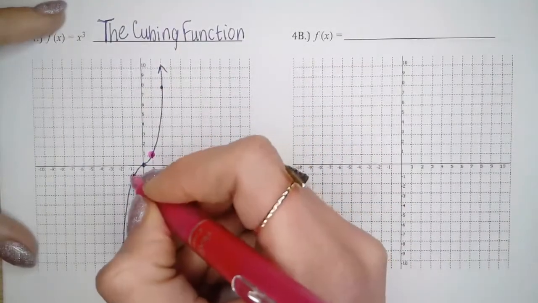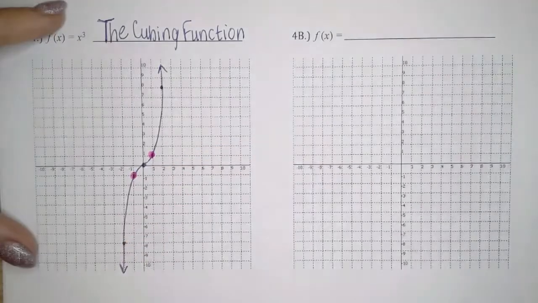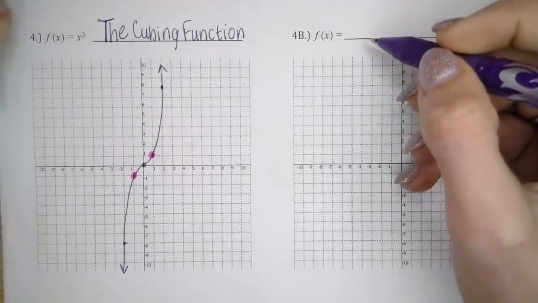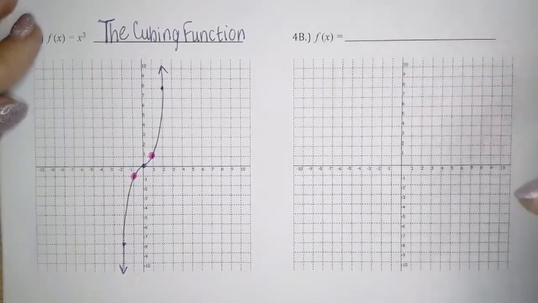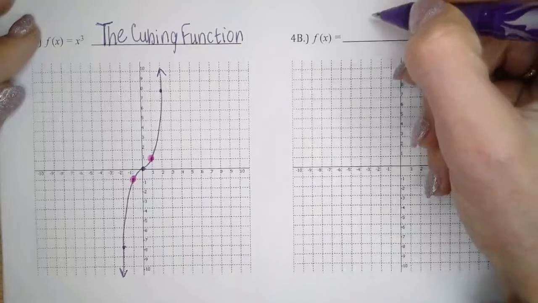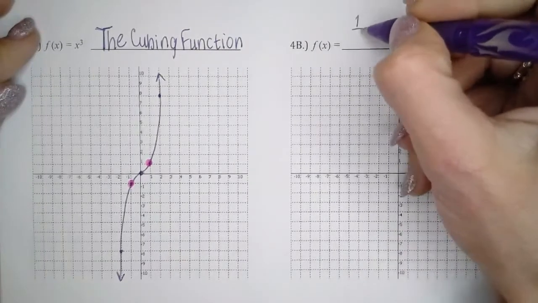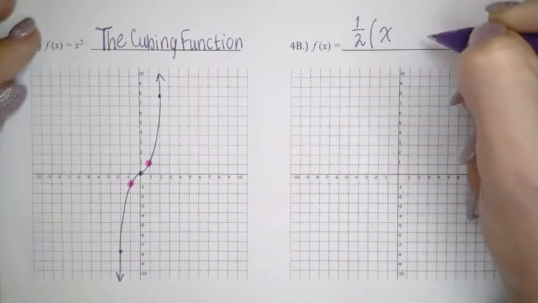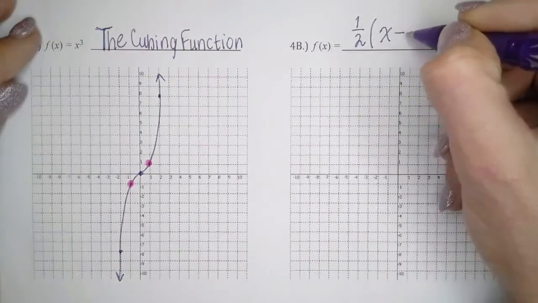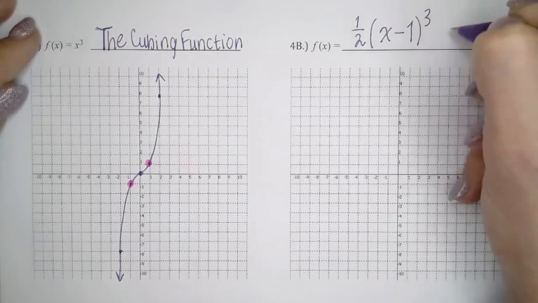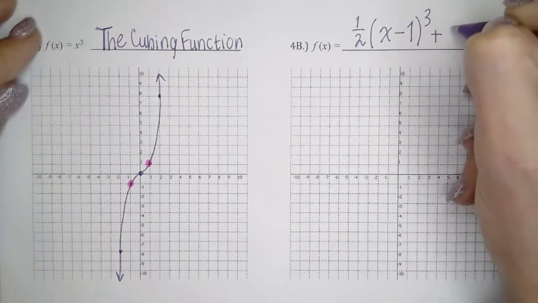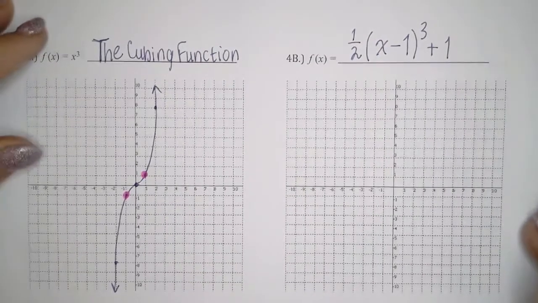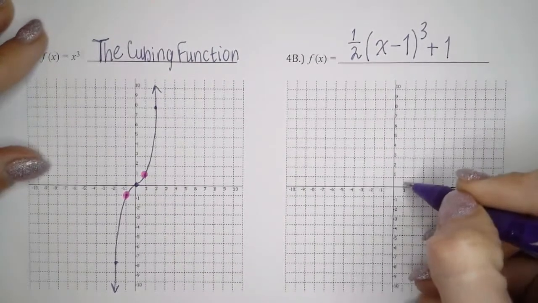And from here, I'm going to apply a compression on this. So I'm going to do a compression of, I guess, a half. Not too creative, but 1/2 (x minus 1) to the 3rd plus 1. All right, that's my equation. Where's my graph moving? Well, I'm going to go to the right one and I'm going to go up 1.